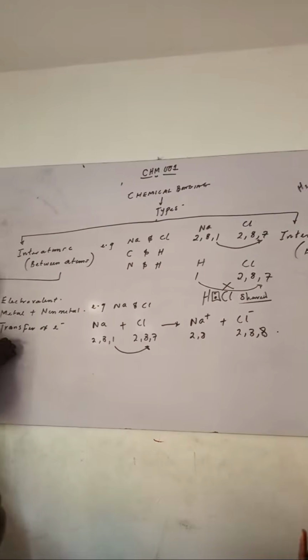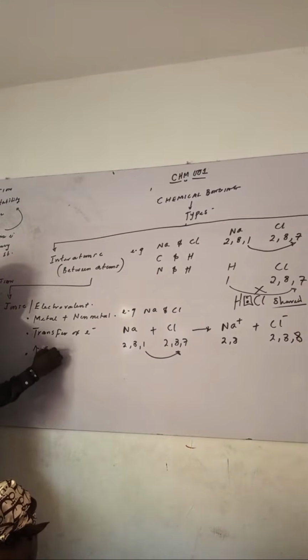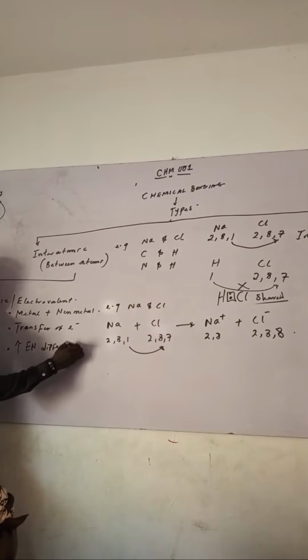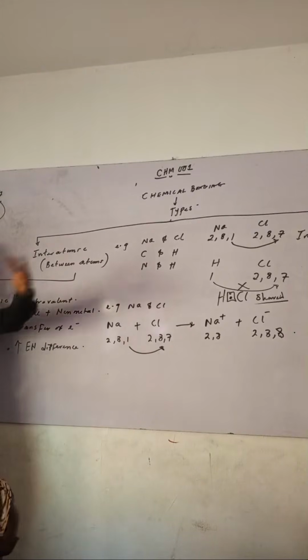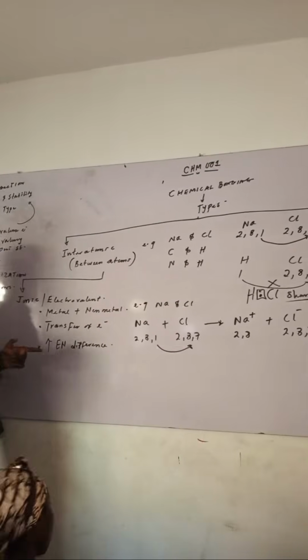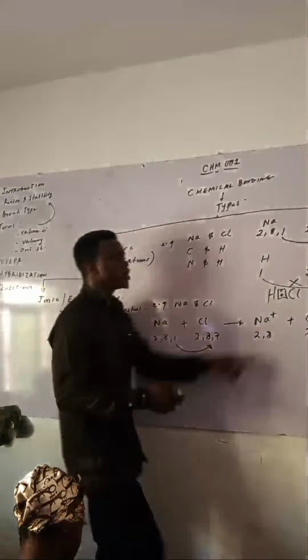Then the next one, when there is high electronegativity difference. So if they ask you what type of bond will be present between elements of high electronegativity difference, it is ionic. And how do we know? You did periodicity. Chlorine is in which group?